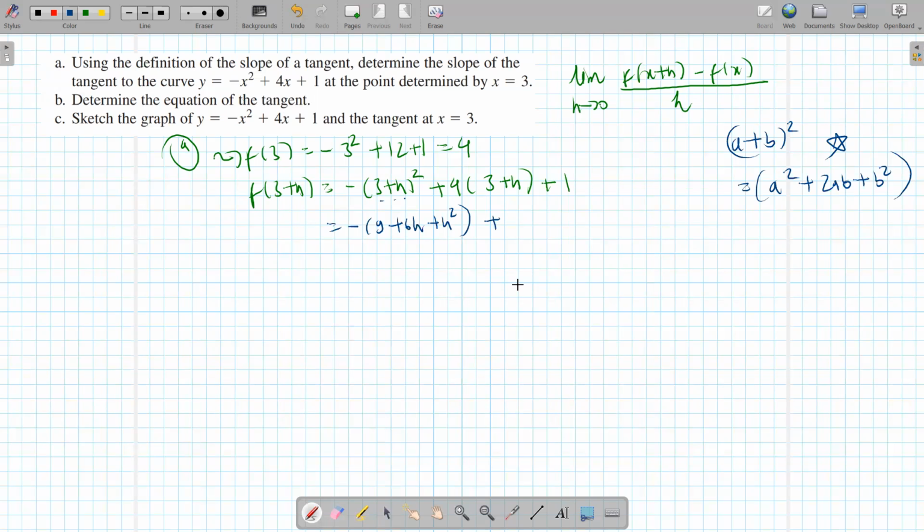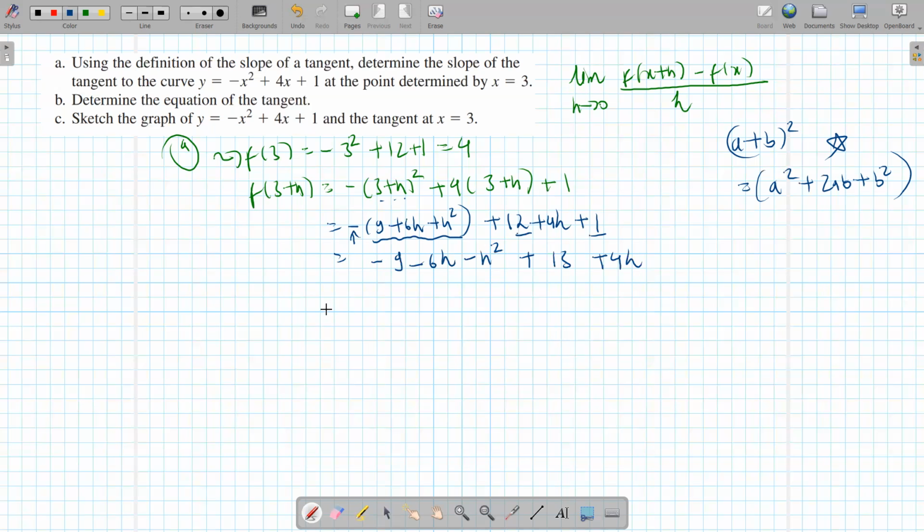No, we're just trying to open 4 times 3 plus h. 12 plus 4h plus 1. Okay. And then we have a negative here on the outside. That means everything in this bracket will be negative. So we have negative 9 minus 6h minus h squared plus, I guess, 13 plus 4h.